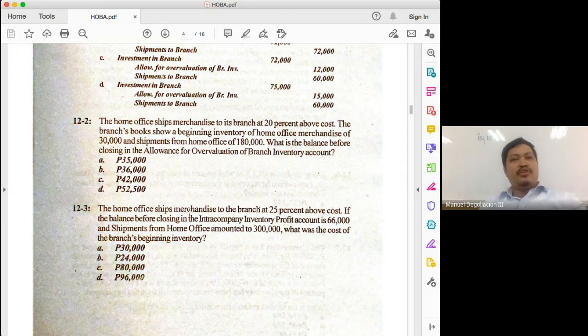And as mentioned earlier, when does the allowance account increase? When does it increase? Every time there is a markup on the shipments from home office. Okay. So the increases to the allowance account, you may write this down.